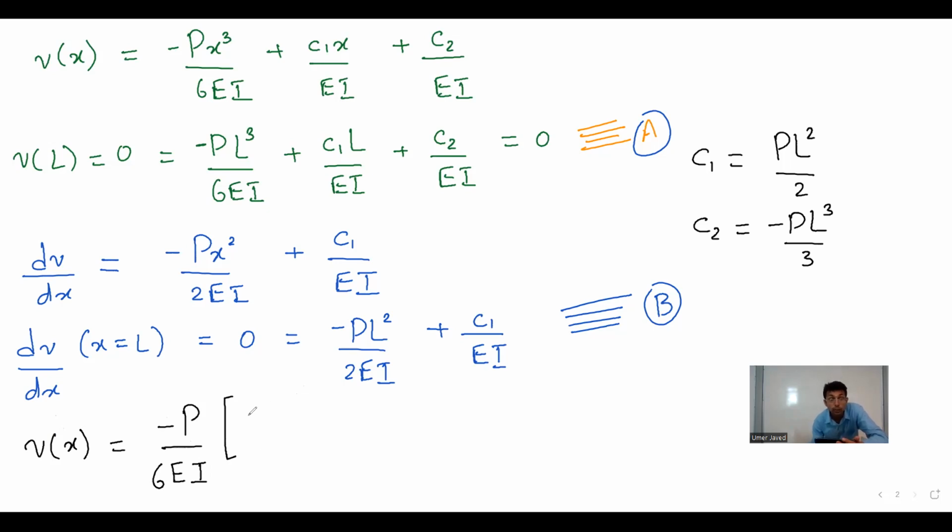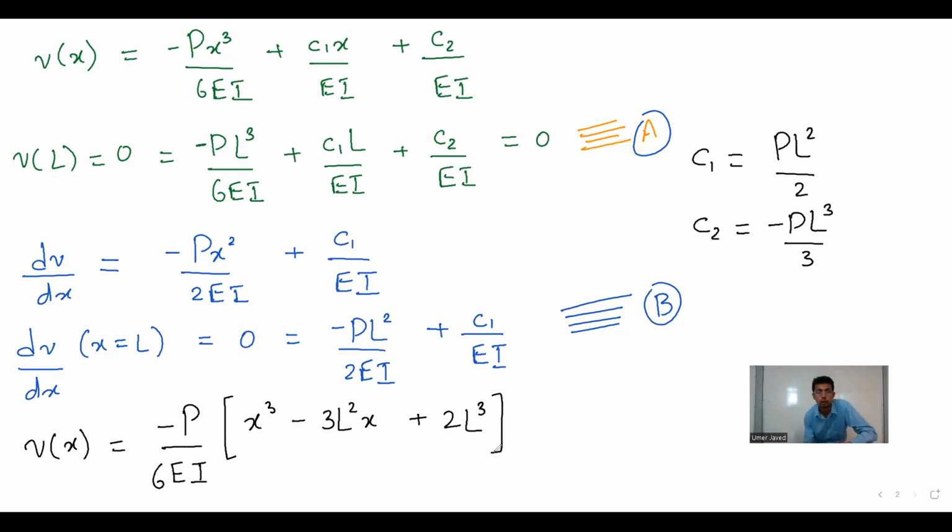Again, it's entirely up to us. So it will be X cube, then minus 3 L square X plus 2L cube. Agreed or not? Can you please double check?